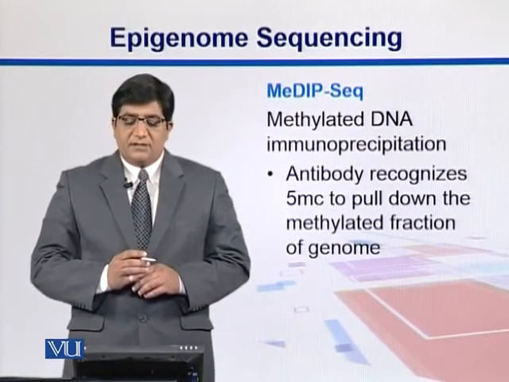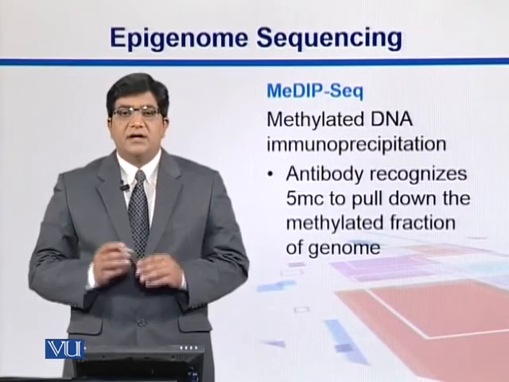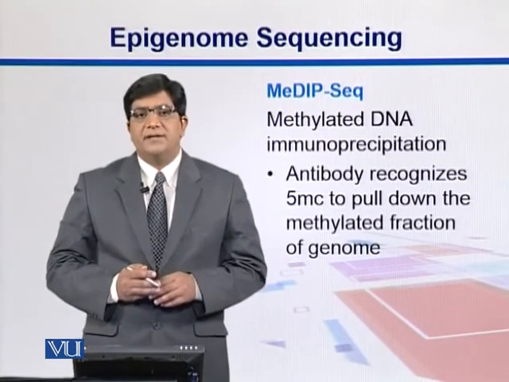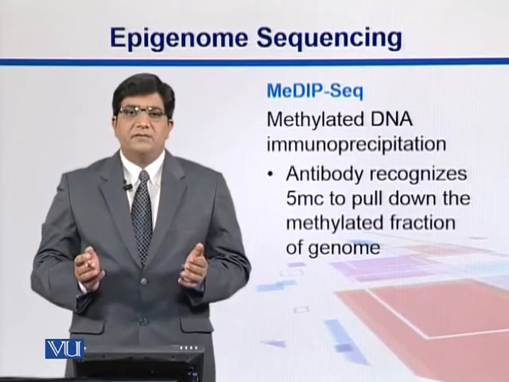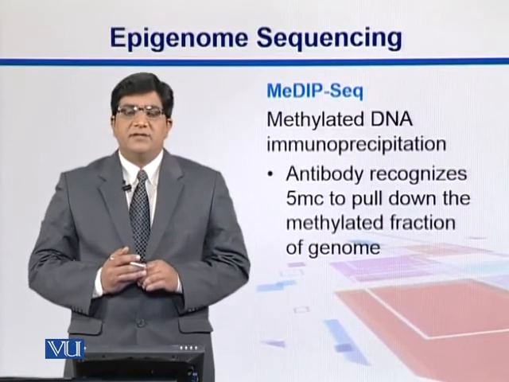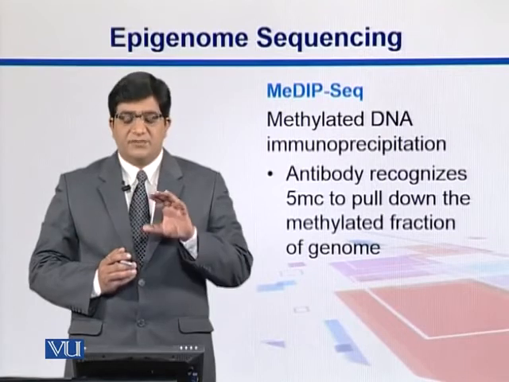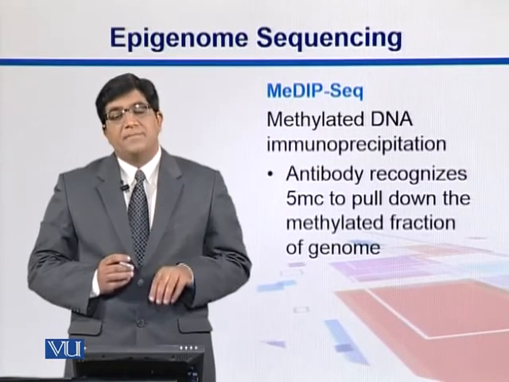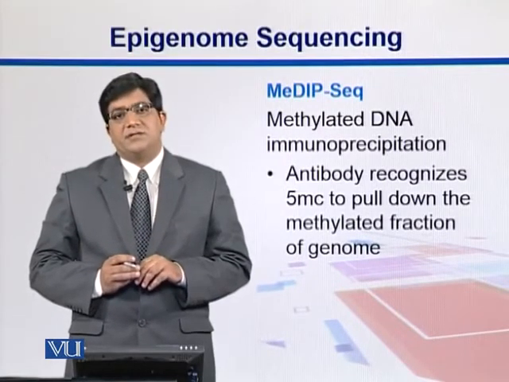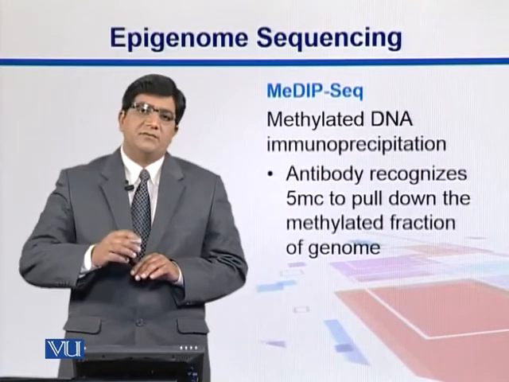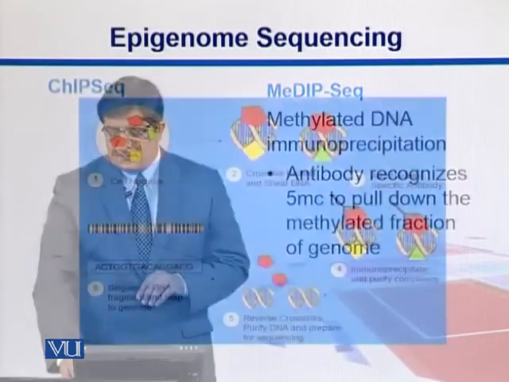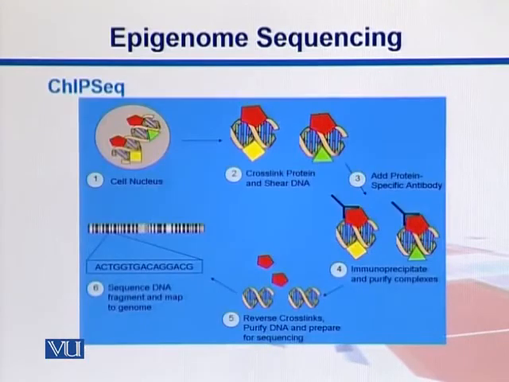In MeDIP-seq, we identify the methylated DNA by immunoprecipitation. We take antibodies and design specific proteins which go there and attach to those cytosine residues that have been methylated, and then we design antibodies to capture them. This is related to another technique, ChIP-seq. A similar method is adopted.